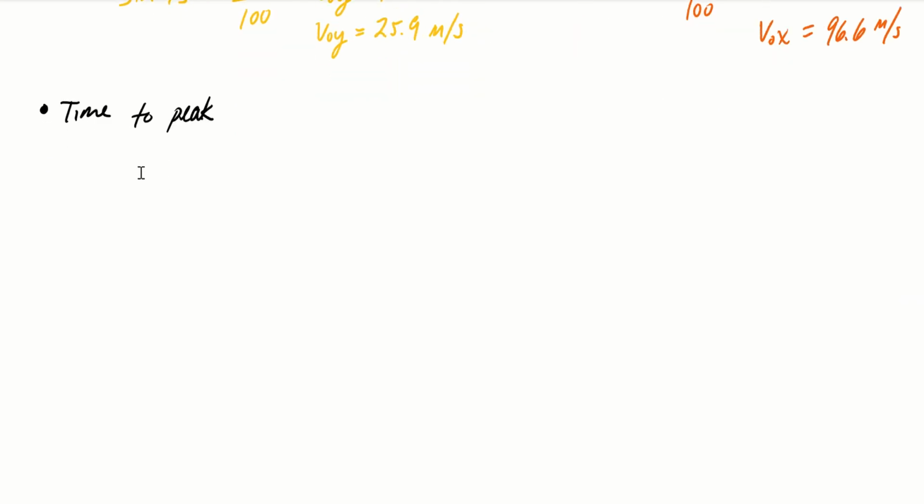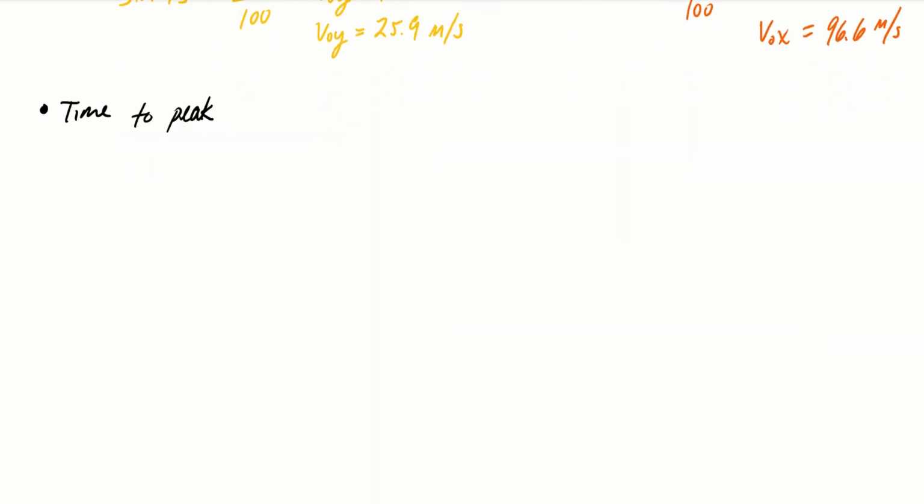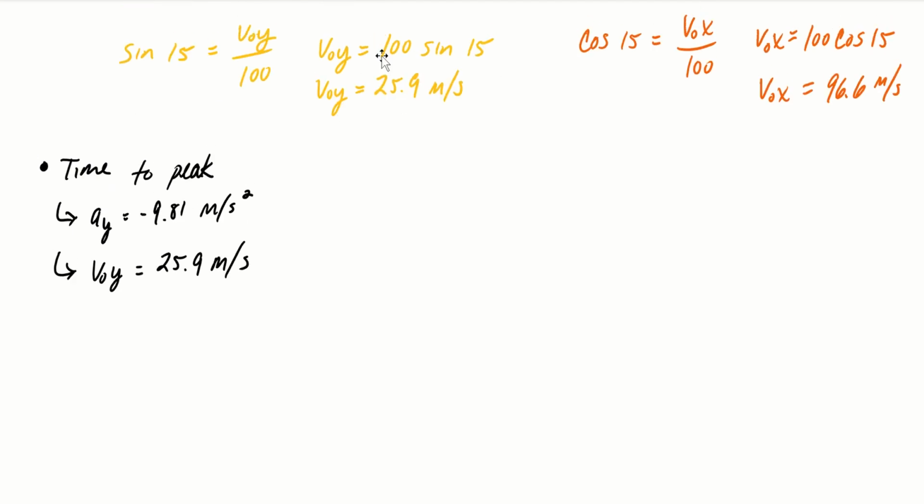We know some information about the motion of this projectile. So in order to reach the peak, the x component of velocity does not matter. Only the y component matters. Okay, and you've done problems like this. So I know that my acceleration in the y direction is negative 9.81 meters per second squared. I know that my initial velocity in the y direction is 25.9 meters per second, right? We calculated that up here.